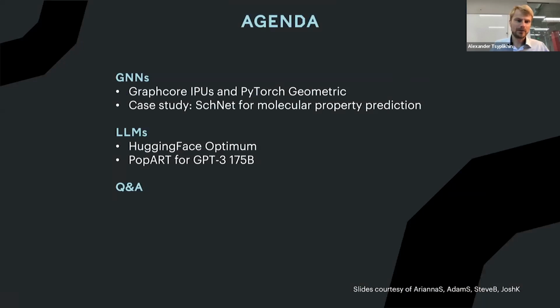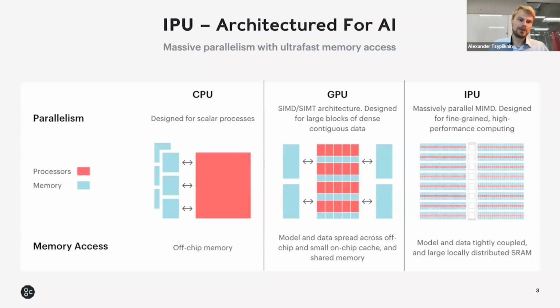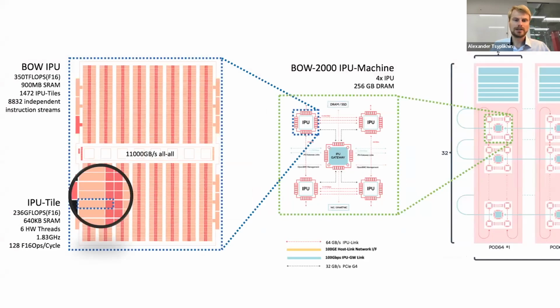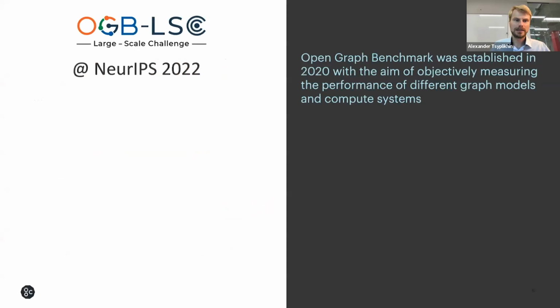Implementation of GPT-3 175 billion parameters that we have available in our examples on GitHub. So in terms of GNNs, the architecture of the IPU is well suited for the fine-grained operations because of the MIMD paradigm that is implemented on the chip and the large memory bandwidth that we have. And we have a lot of parallelism and connectivity within the POD64 that is available in ALCF at Argonne.